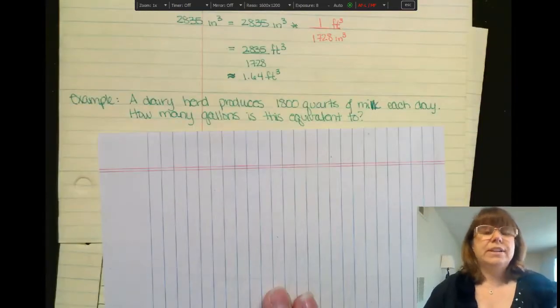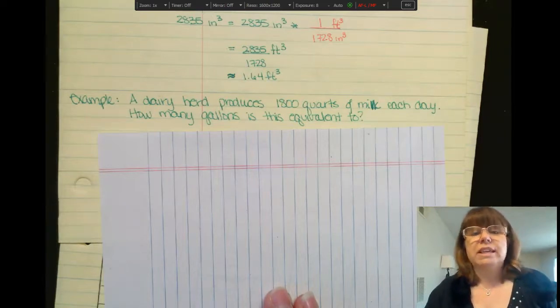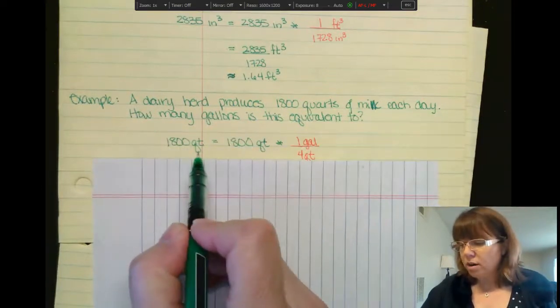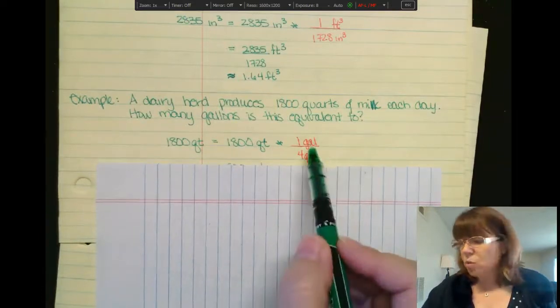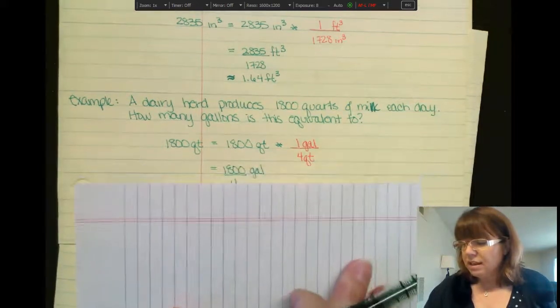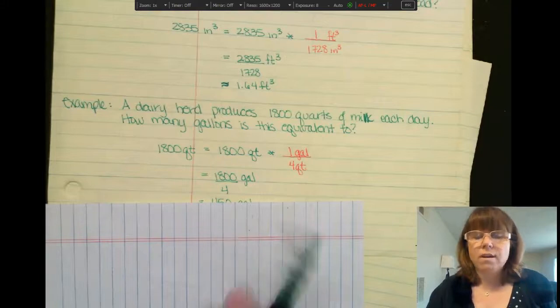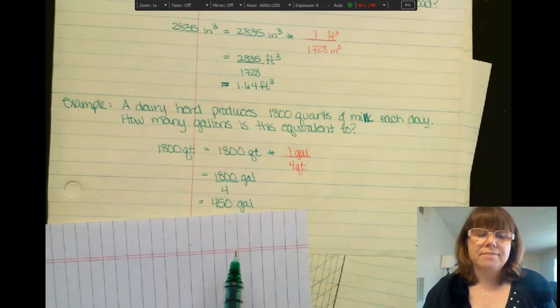Here's an example. A dairy herd produces 1,800 quarts of milk each day. How many gallons is this equivalent to? Well, 1,800 quarts. The conversion factor is going to be 1 gallon to 4 quarts. The quarts will divide out. Now I have 1,800 gallons over 4, leaving us with 450 gallons.